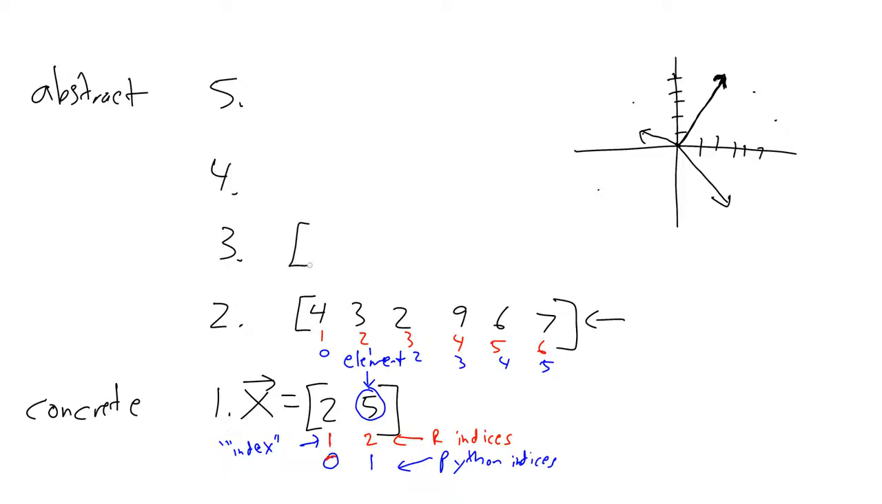If I say I've got 4, 3, 2, 9, that looks the same as number 2 on my continuum here, except that now I'm going to say, you know what, I'm not actually going to use numbers at all. I'm going to use names to represent these things.